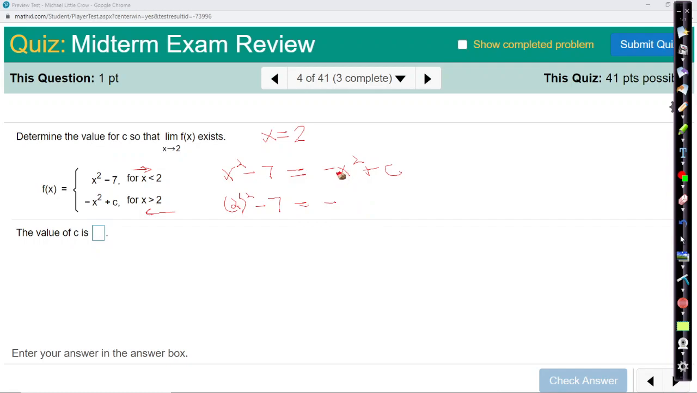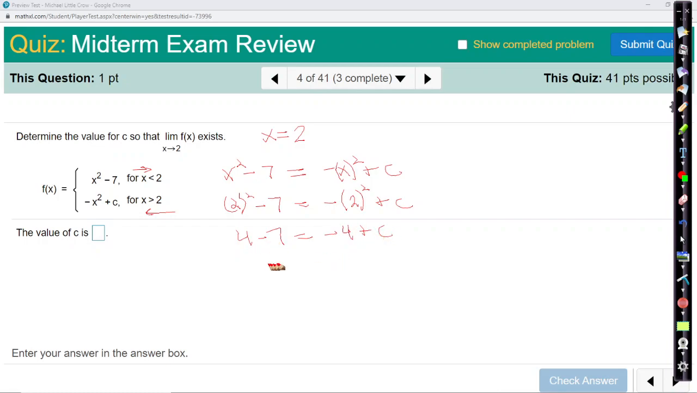Now this is where it gets a little tricky. That minus is on the outside. Whenever we plug in for x, we plug in nice and tight. So there's a 2, and we're going to square it first and then put that negative on it. So we get 2 squared is 4 minus 7 needs to be equal to 2 squared is 4, so we get a negative 4 plus c.